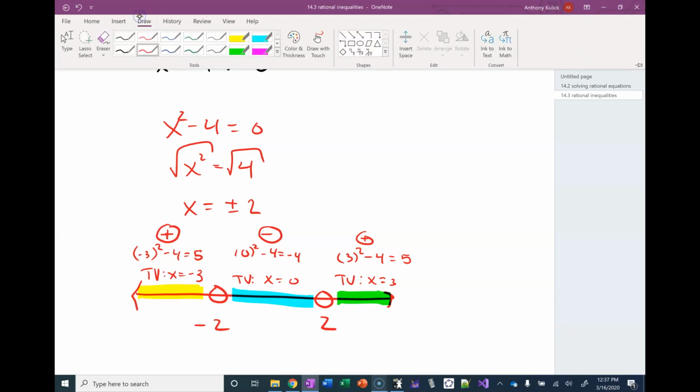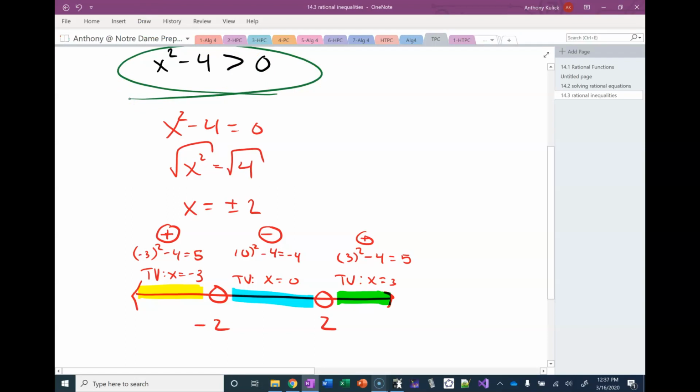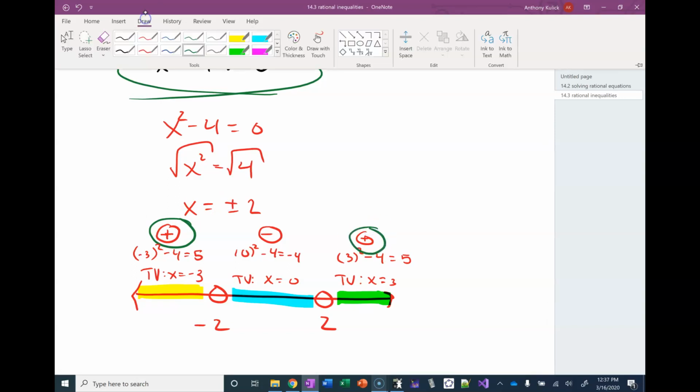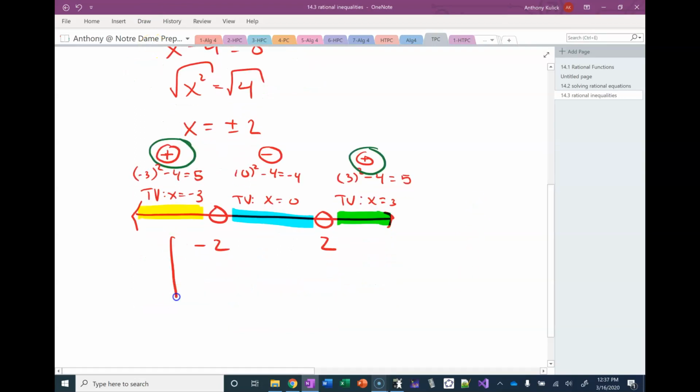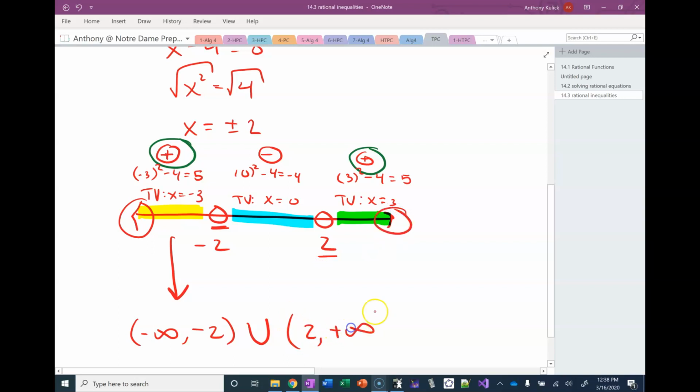If I go back to my original question, I'm interested in where x squared minus 4 is positive. So it's positive on these 2 intervals. My last step is to translate these 2 intervals into interval notation. Because we have the left arrow captured, we know it's -∞ up to -2, and then we use the union symbol. My next interval starts at 2 and captures the right arrow, so it goes to +∞, and we're done.